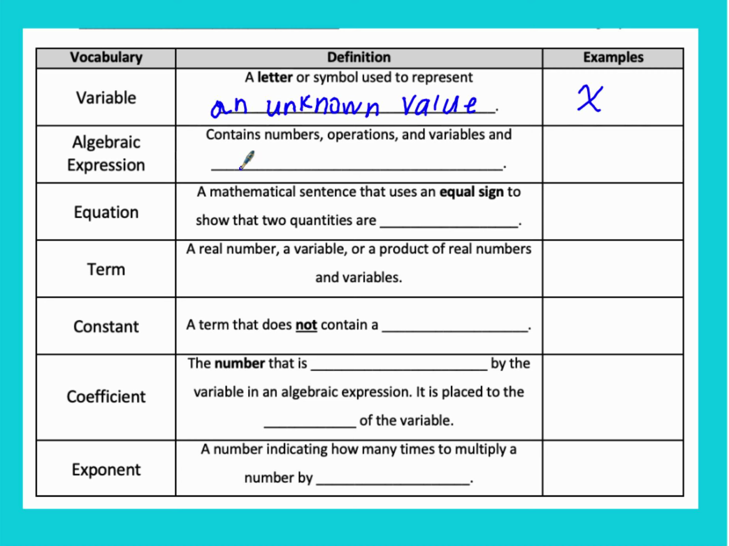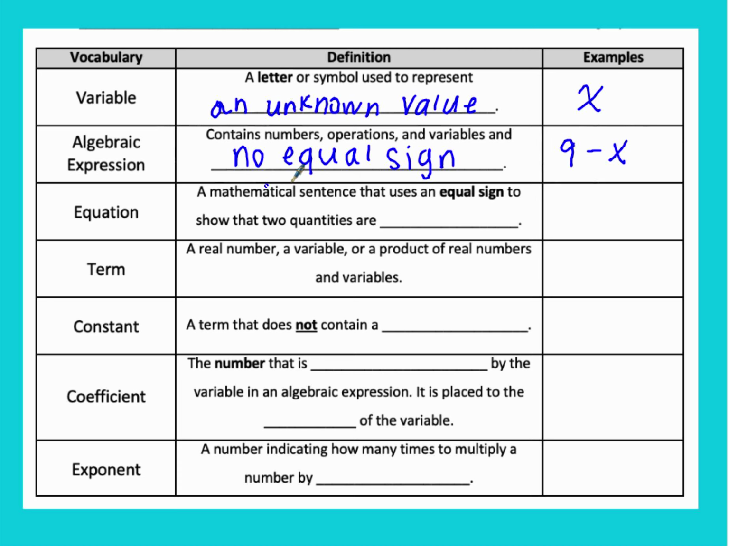Another vocab word that we have is an algebraic expression. This contains numbers, operations, and variables, and it does not contain an equal sign, so there's no equal sign here. Expressions are often confused with equations, but equations do have equal signs. An example of an expression would just be 9 minus x.